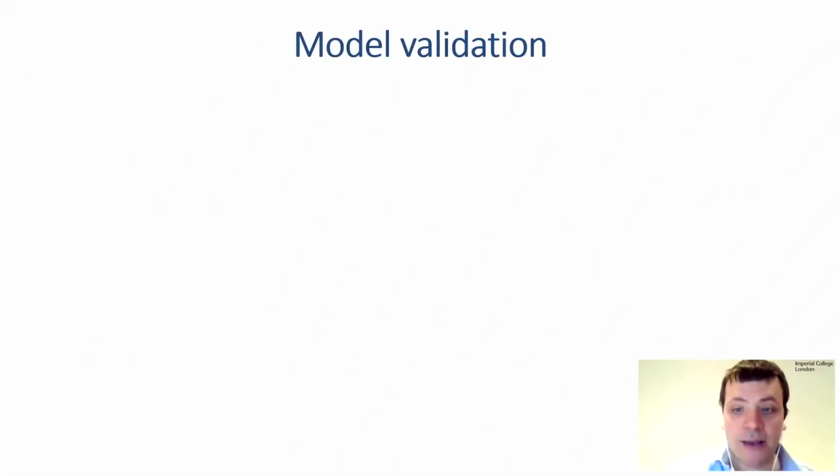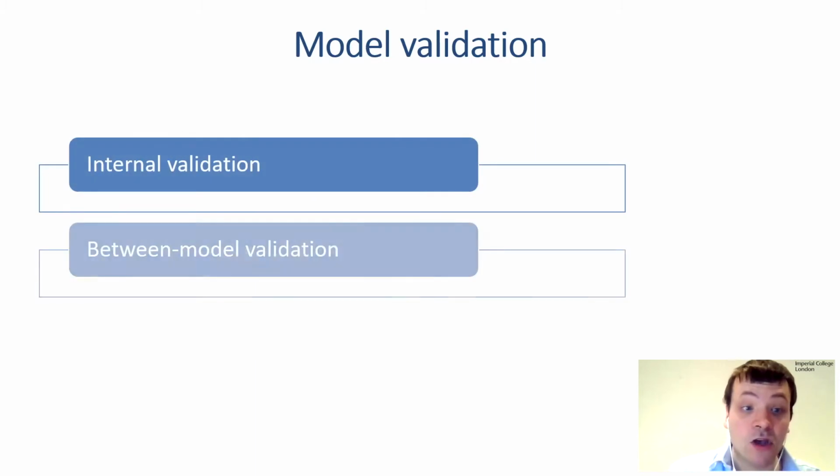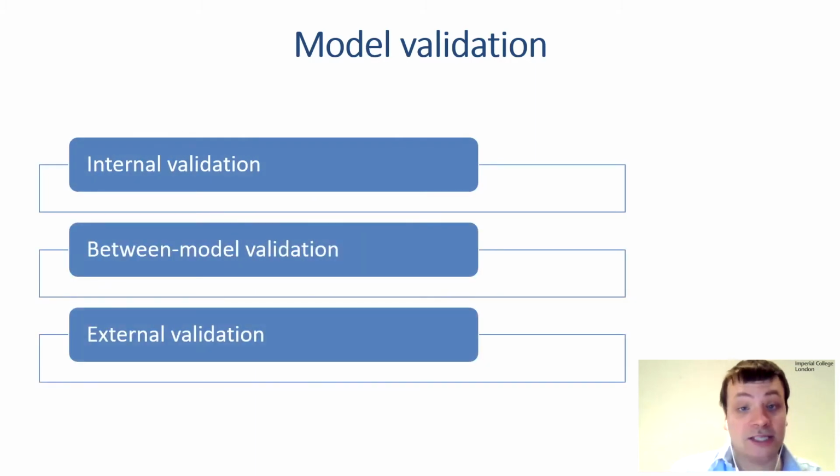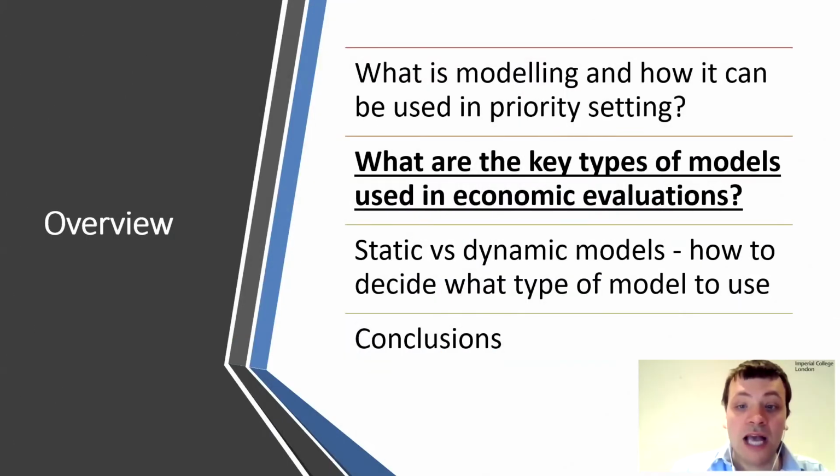An important step for these models to be useful for this is model validation. And there are different types of this, such as internal validation, between model validation, and external validation. Due to time, I won't go into these further here, but I make recommendations for further reading on this topic within the supporting file. Now, let's move on to the key types of models used within economic evaluations.